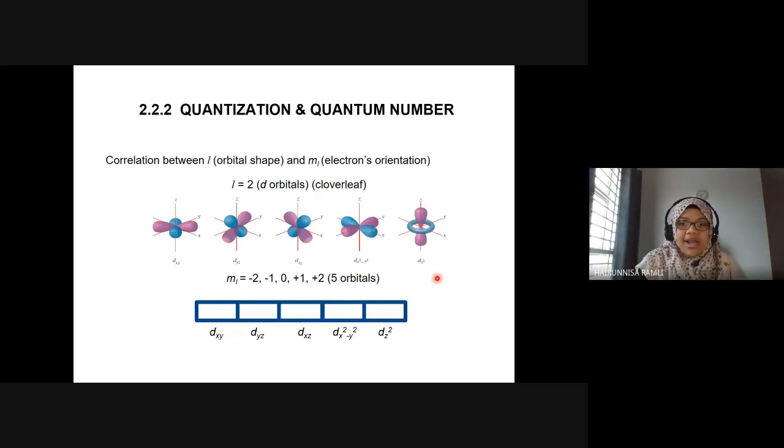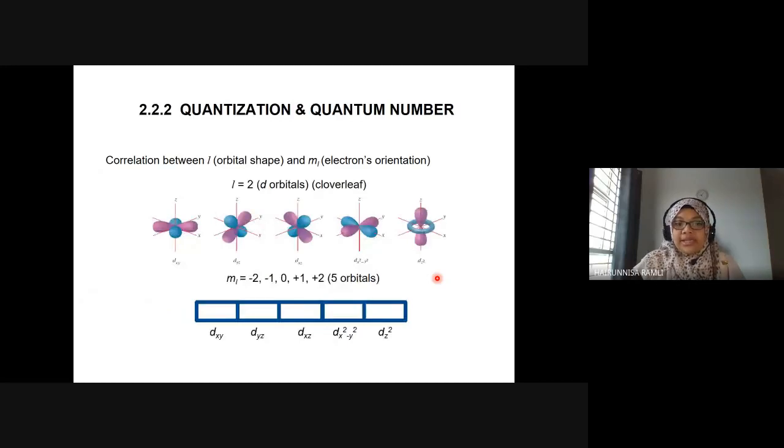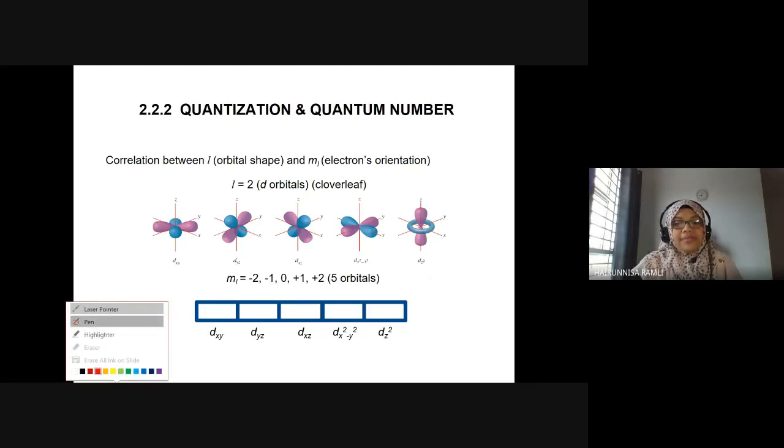Okay. The question usually asked is, Miss, do we have to memorize how to draw this? As for now, according to your learning outcome for this subtopic, you need to know at least up to this: S, P. This one I just want to explain. Because later, if you go to F, it is more complicated. You imagine, D is already complicated. If you go to F, it has seven shapes.